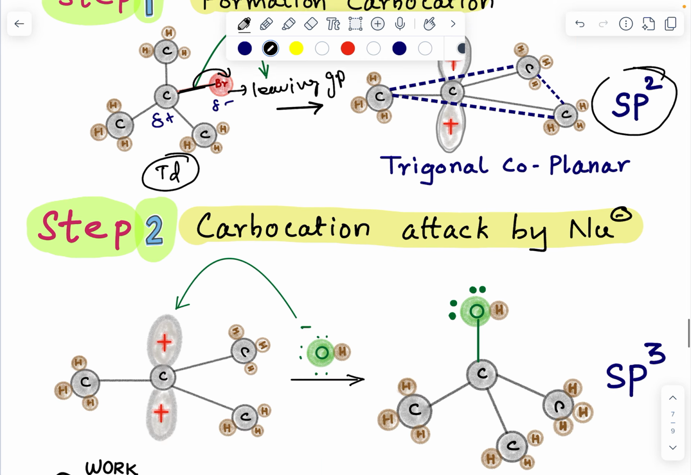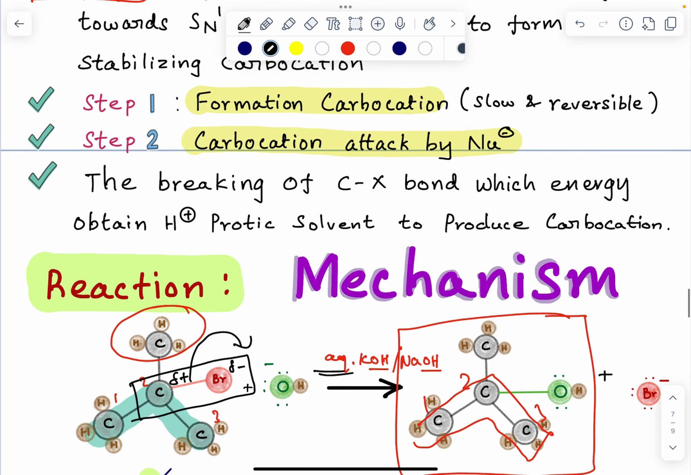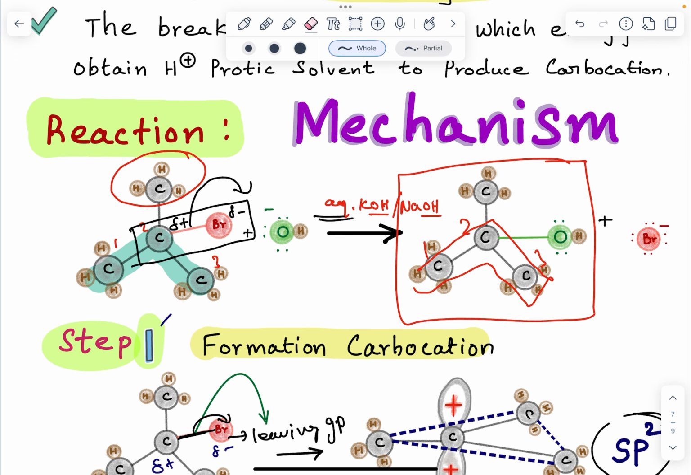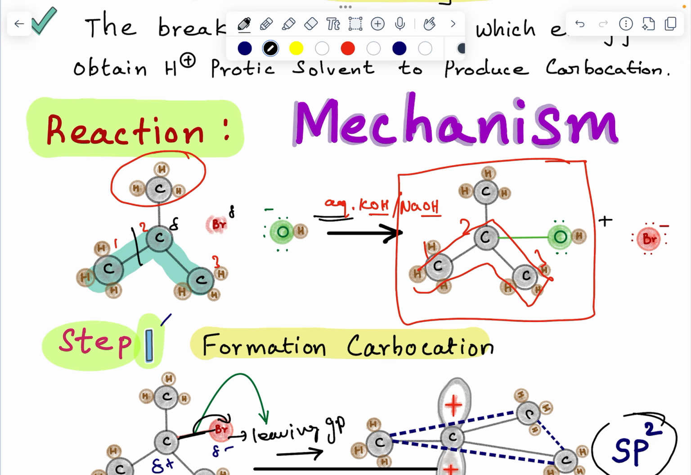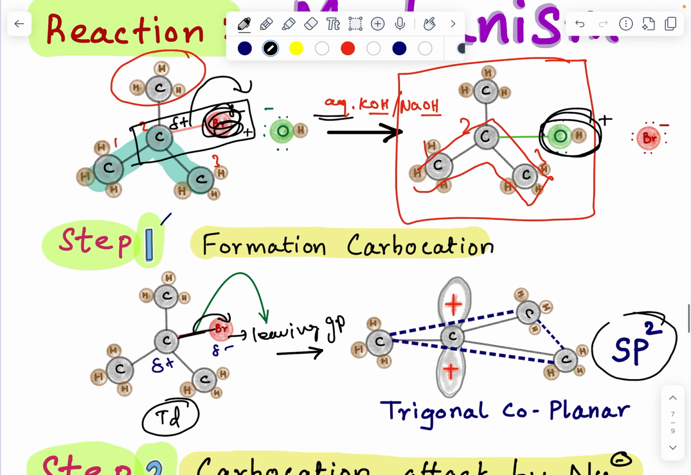So what is step number 2? Step number 2: the carbocation is attacked by the nucleophile. The hydroxyl nucleophile is going to attack the center of this carbocation. Now OH will be formed. In this reaction, instead of the bromine, I got the OH. This is known as the nucleophilic substitution reaction through the SN1 mechanism.